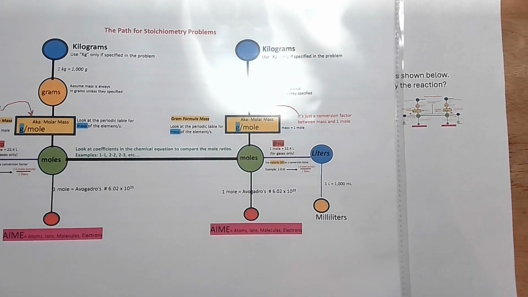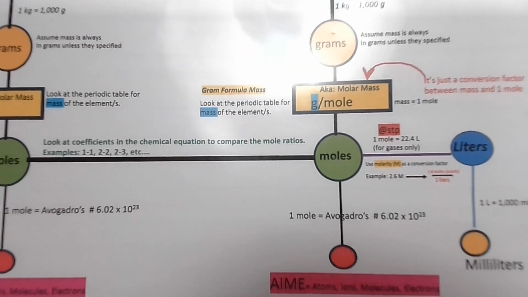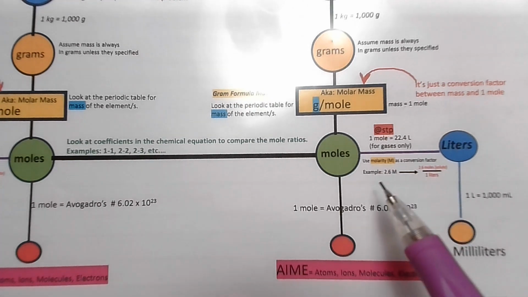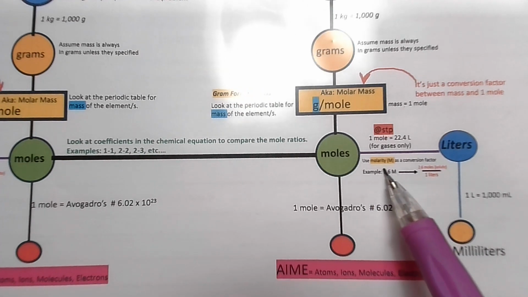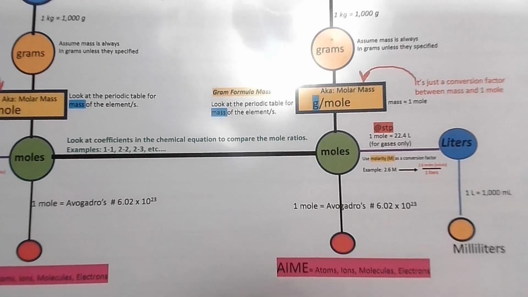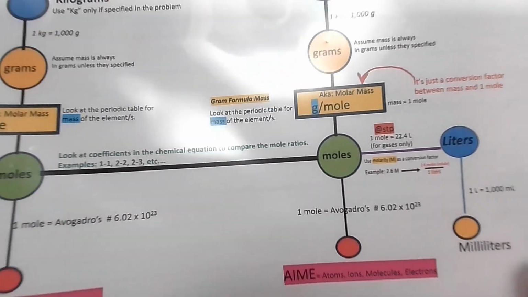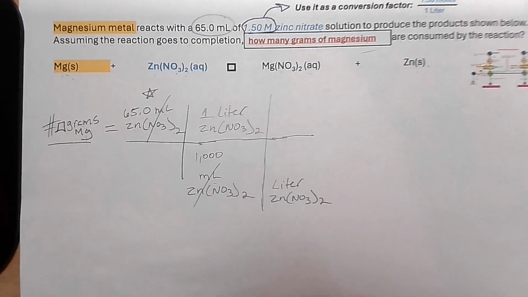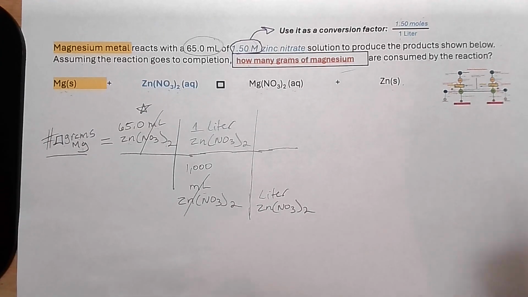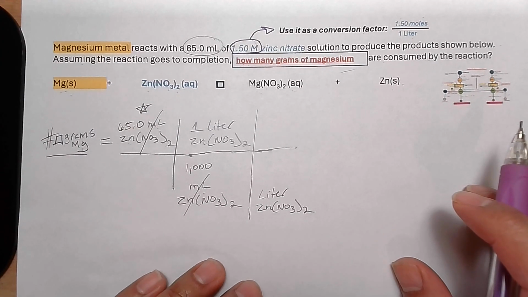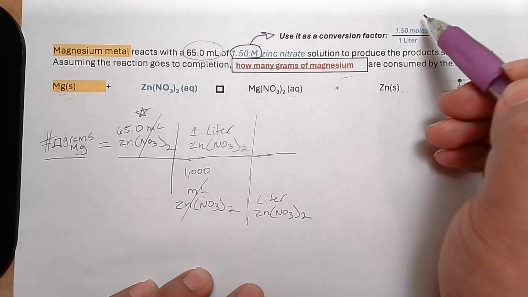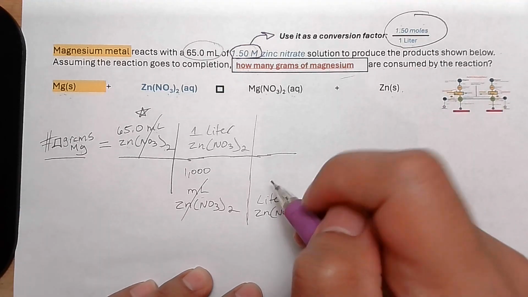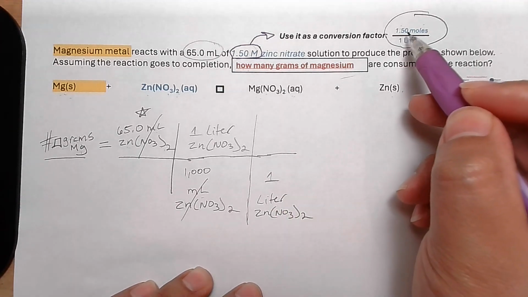Now, this is saying that I have to use molarity as a conversion factor. Whatever number they gave me, I'm going to change it to a conversion factor, and that's what I did a few minutes ago. So let me pull this up a little bit. We're going to use this conversion factor over here. It says 1.50 moles over 1 liter. So 1 liter and then 1.5 moles.